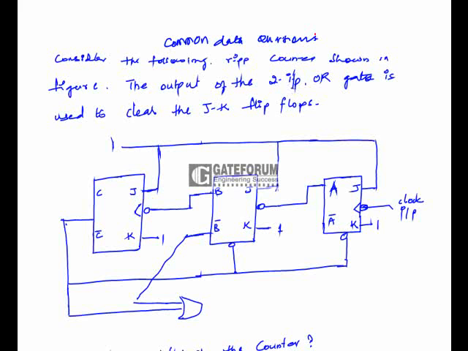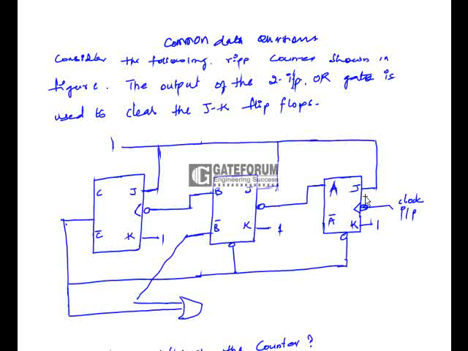These two are common data questions, and the data for the two questions is given. Consider the following ripple counter shown in the figure. The output of the two input OR gate is used to clear the JK flip-flops. Here a ripple counter is given.